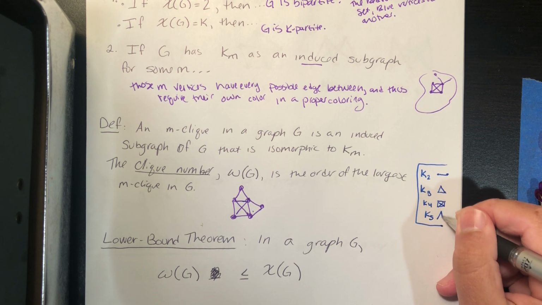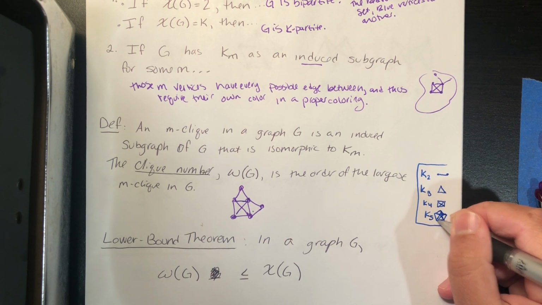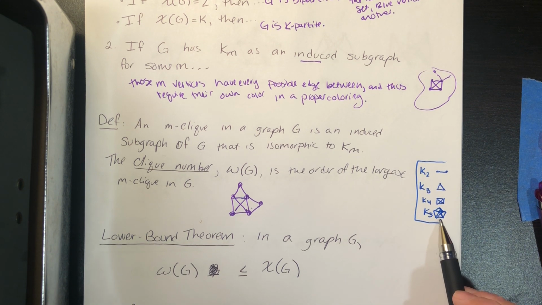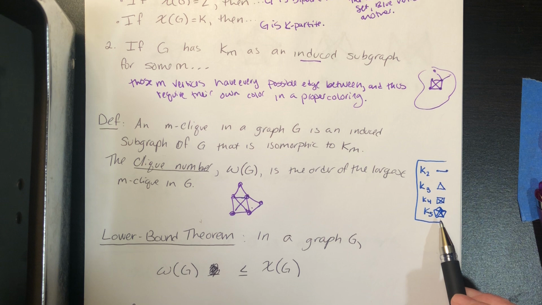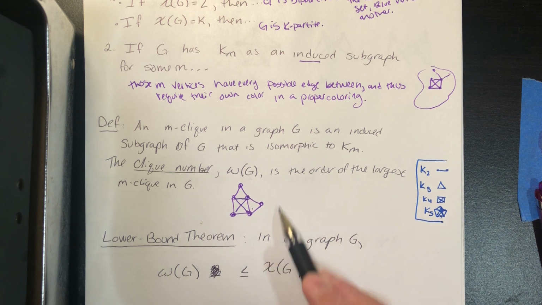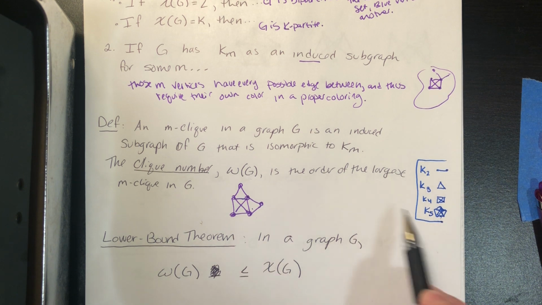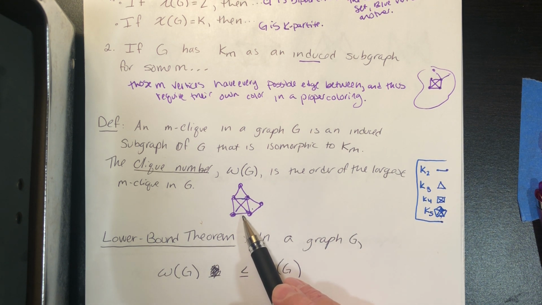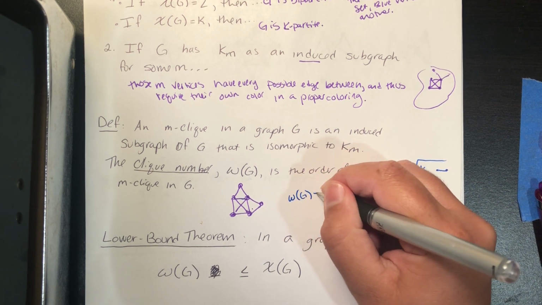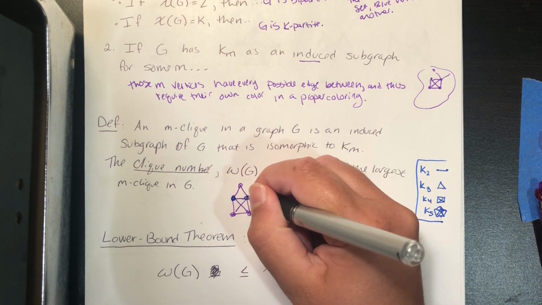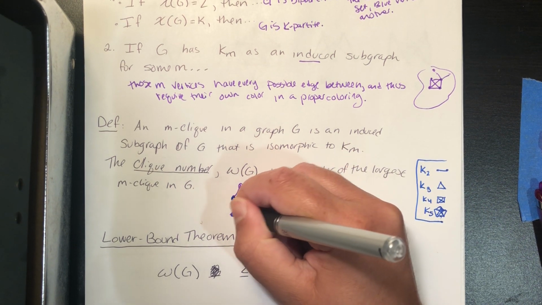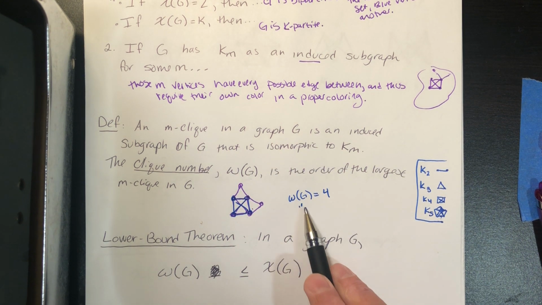K5 looks like sort of a pentagram with a pentagon around it, this thing. We don't have any of these. So you can go ahead and check, but there's not really enough vertices of degree 4 for us to have a K5 embedded in here, right? We don't have enough vertices of high enough degree to have a K5 as a subgraph, which means the clique number of this graph, the order of the largest m-clique in this graph, is 4, right? It's this subgraph right here. We don't have a K5, our largest clique within this graph is K4, and so the clique number is 4.